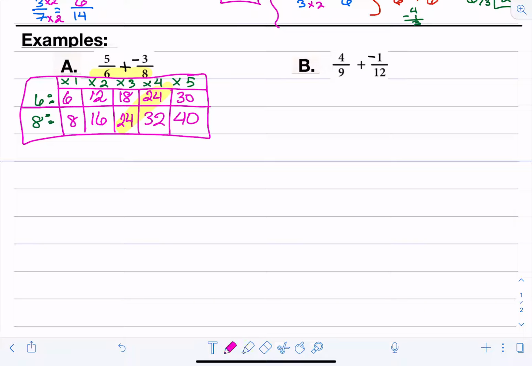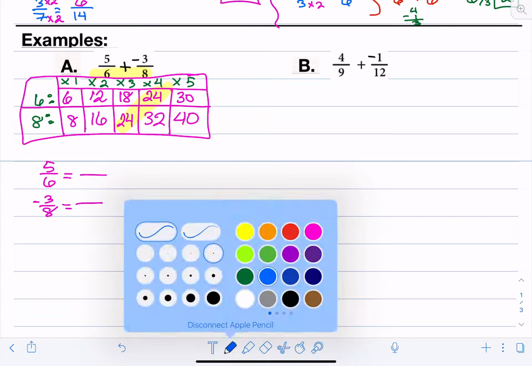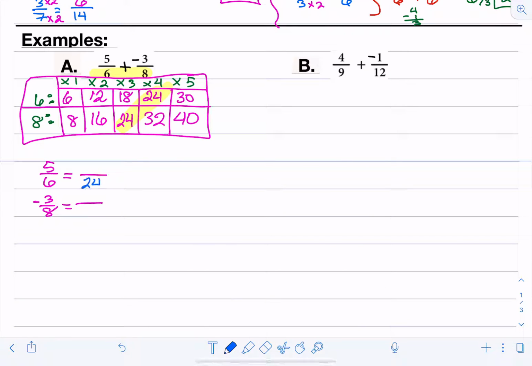So I have my 5/6, and I have my -3/8, and I'm going to convert them so that they have 24 on the bottom. Now for 5/6, I go, okay, what did I multiply 6 by to get 24? I multiply by 4. So whatever you do to the bottom, you have to do to the top. 5 times 4 is 20. Now for 8 to become 24, it multiplied by 3. So 8 times 3, whatever you do to the bottom, you have to do to the top. -3 times 3 is -9.